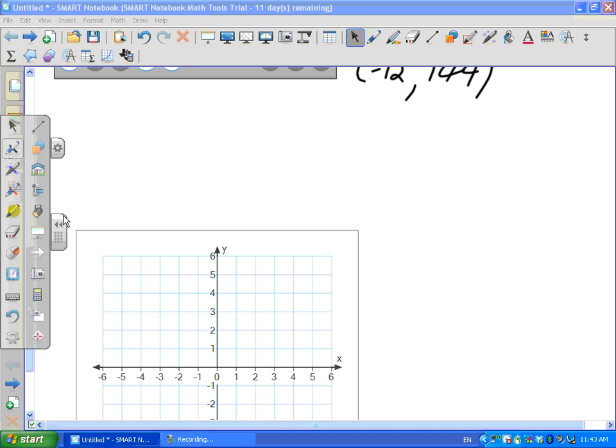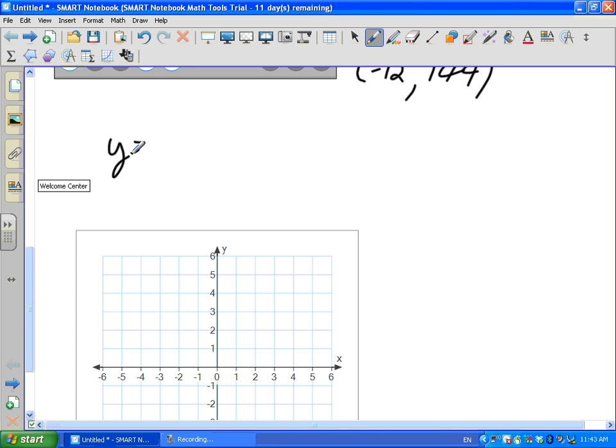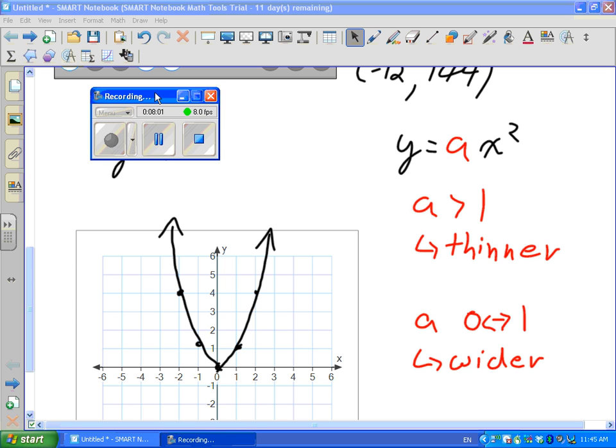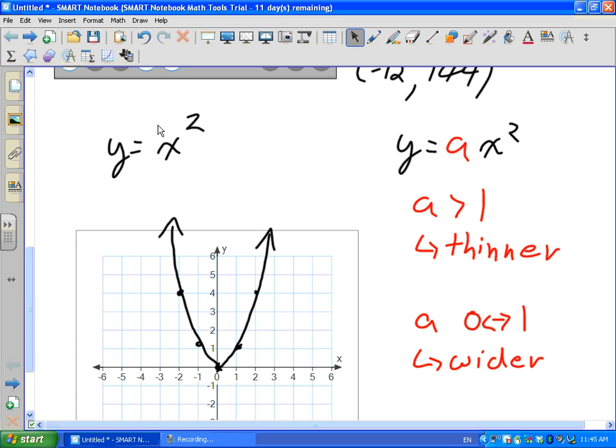Our next rule with a, y equals, and remember we're going to do our standard again. It's always good to have that standard. Our next rule of a is when a is a number other than 1. Above we were dealing with when a was just 1 and when it was positive or negative. The positive and negative rules will still apply, but our numbers have changed. First thing we're going to talk about is when a is greater than 1, the parabola becomes thinner. Okay, so when a is greater than 1, our parabola is thinner.